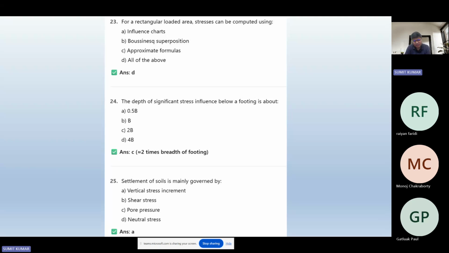And the last problem of the day asks the settlement of the soil is mainly governed by the vertical stress increment, shear stress, pore pressure, or the neutral stress. So in the very first slide only, we talked about the vertical stress increment being very important when we talk about stress distribution in soil. In addition to that, we also mentioned the impact of total stress, effective stress, and the pore water pressure, which was widely discussed in the previous class. So up to that, I think there will be no confusion.